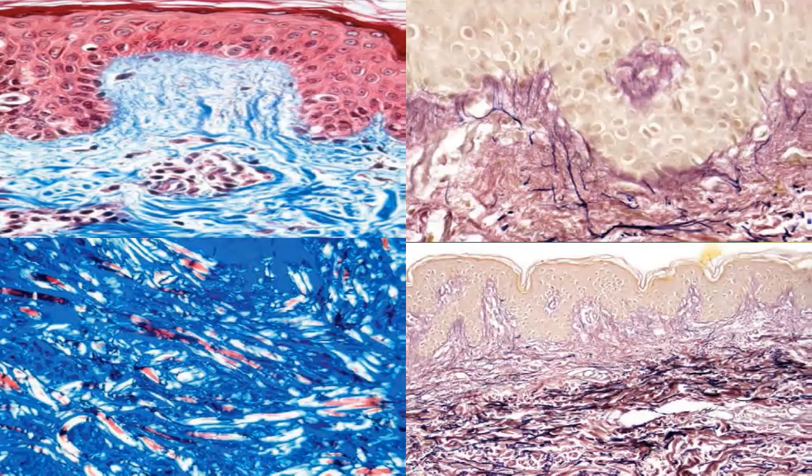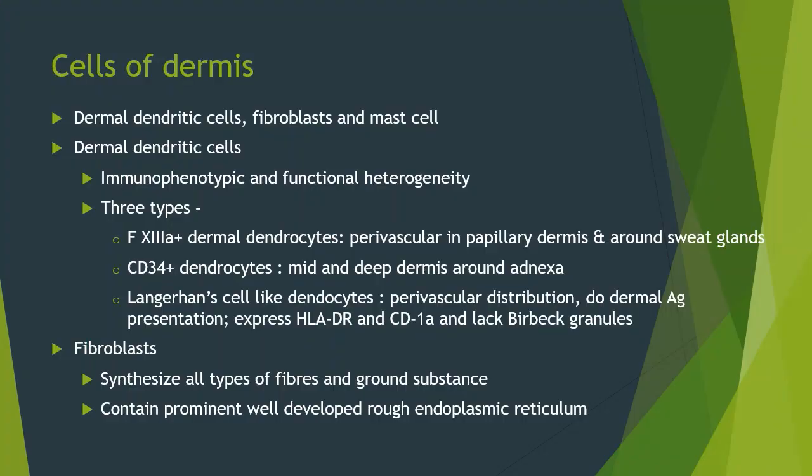If you look at the cells of the dermis, there is the presence of some dermal dendritic cells along with fibroblasts, mast cells, and macrophages. These are the cells that can be seen in the dermis. The dermal dendritic cells are actually a heterogeneous group of cells, and they show heterogeneity in immunophenotypic expression and also in functions. Mostly three types of dermal dendritic cells are seen.